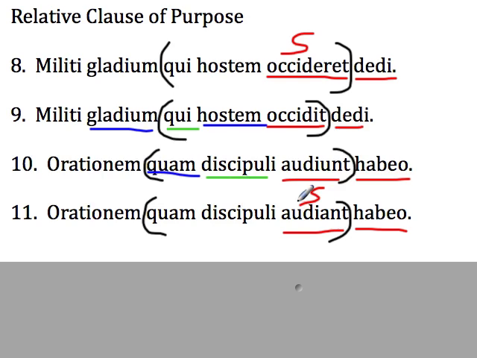Okay? So, let me sum up what we just discovered here. I don't expect you to have this mastered yet, but I do want you to understand this concept. When you have a relative clause and the verb is subjunctive, it is probably showing purpose. It's probably showing what the purpose of the antecedent was. What was the purpose of the sword? To kill the enemy. What was the purpose of the speech? So that the students might hear it. So a subjunctive verb in a relative clause probably tells you that it's showing purpose.